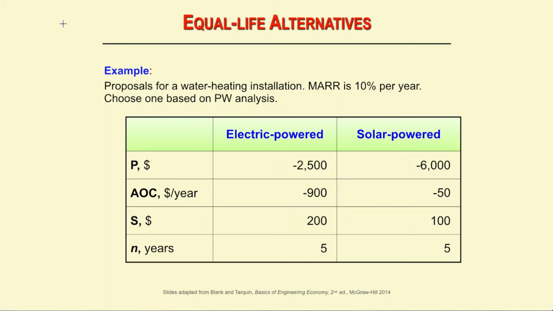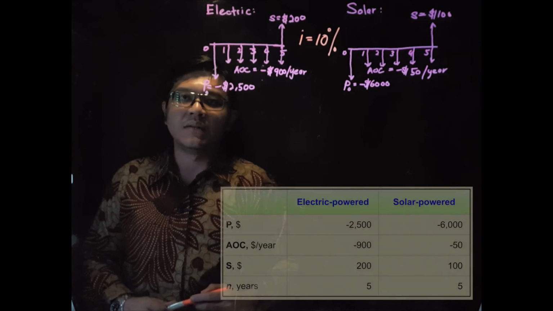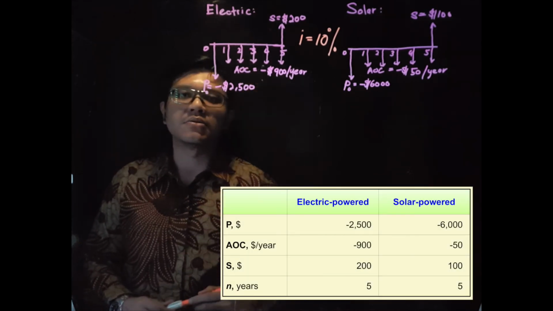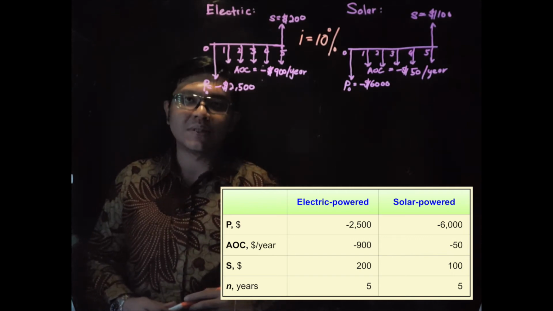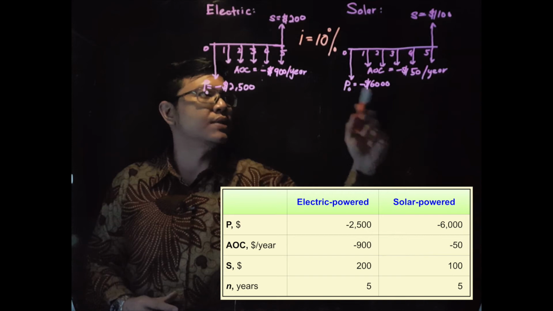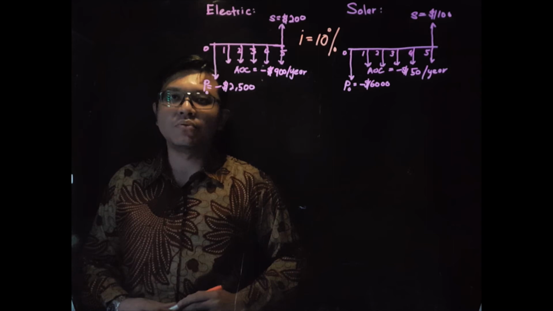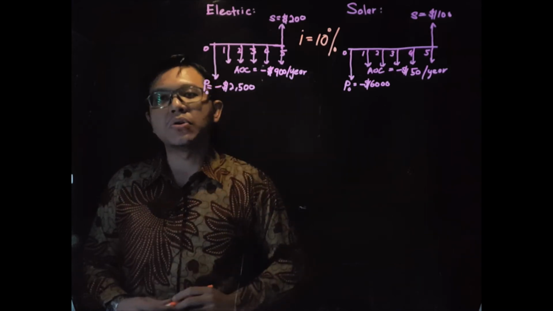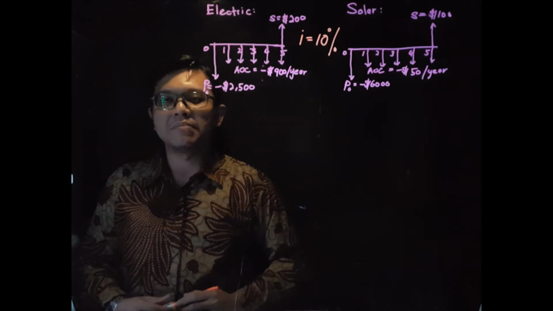In this example, we want to compare two different alternatives using present worth analysis. We are given two different options for two different water heating installations. The first option is the electric powered installation, which has these cash flows. And the second option is the solar powered installation, which has these cash flows. Using present worth analysis, we want to determine which of these options is more economical. And we want to do this analysis at the given MARR of 10% per year.